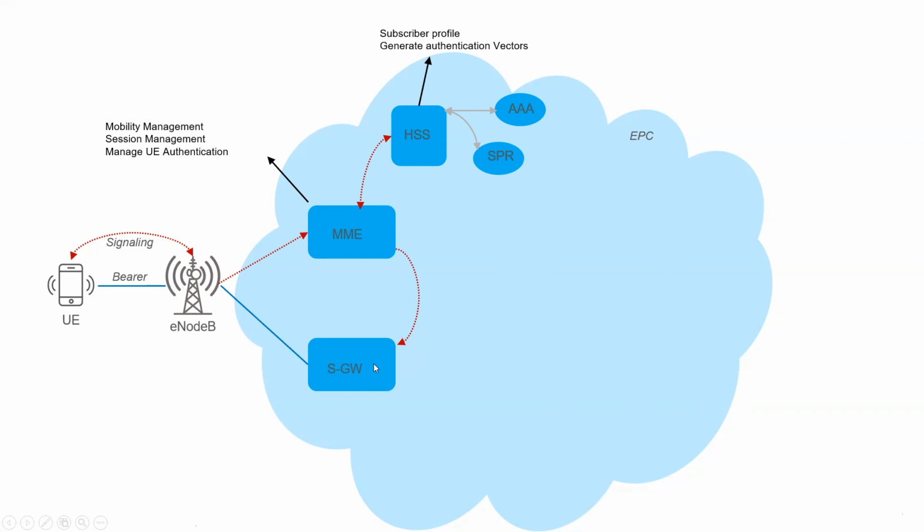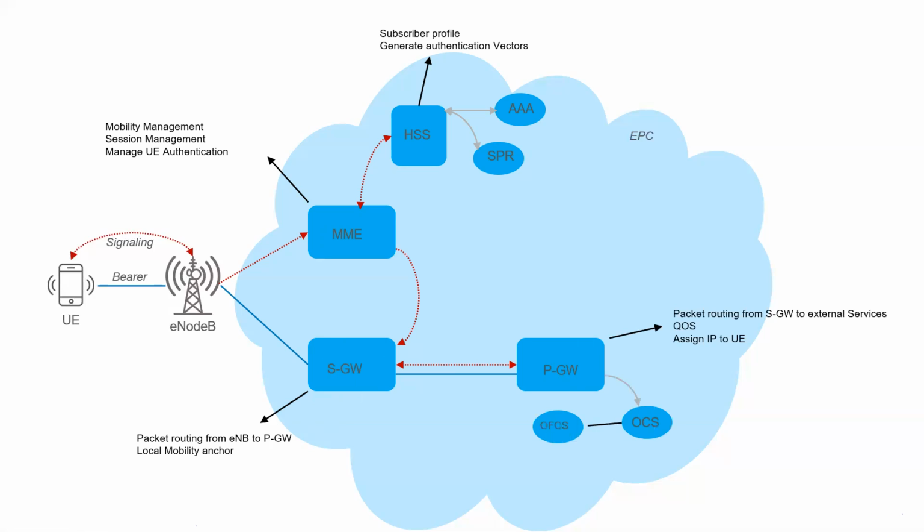And S gateway will basically have two roles. One is to route the packets towards what we call the P gateway, and the other is to act as a local mobility anchor, right? So the S gateway routes the traffic towards the P gateway, and it will be from the P gateway that the traffic goes outside the EPC network.